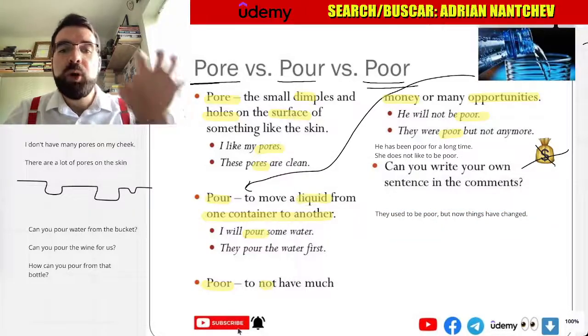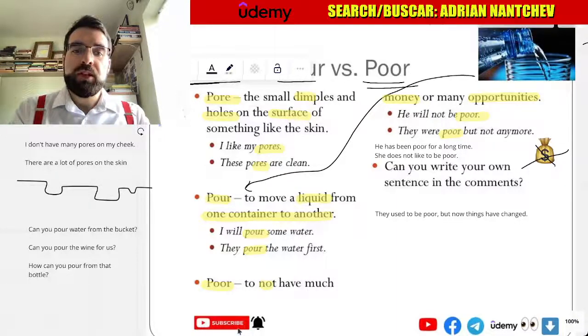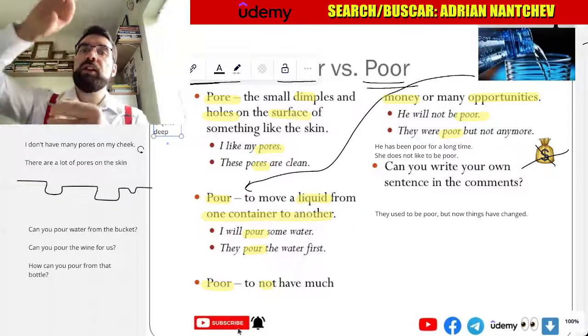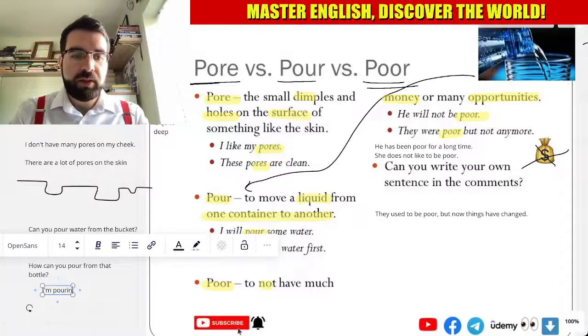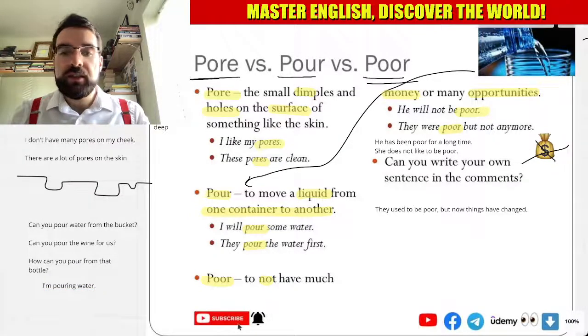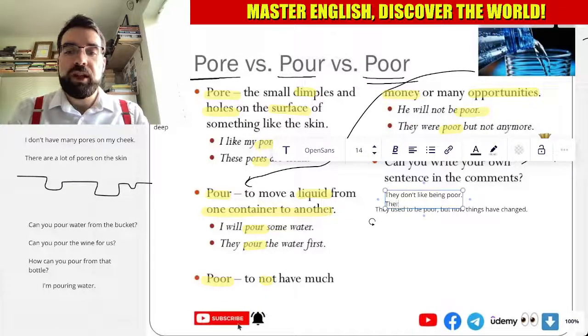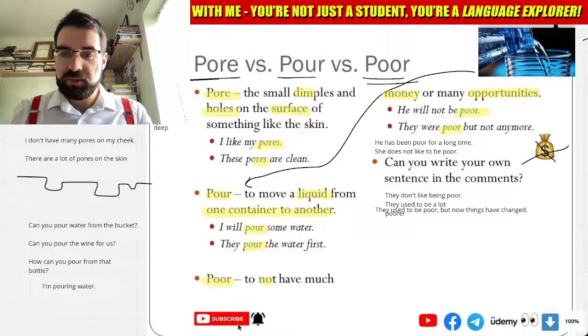And they pour the water first, and this pour is quite deep. I'm pouring water. They don't like being poor. They used to be a lot poorer. But now they're richer. How cool is that, language explorers?